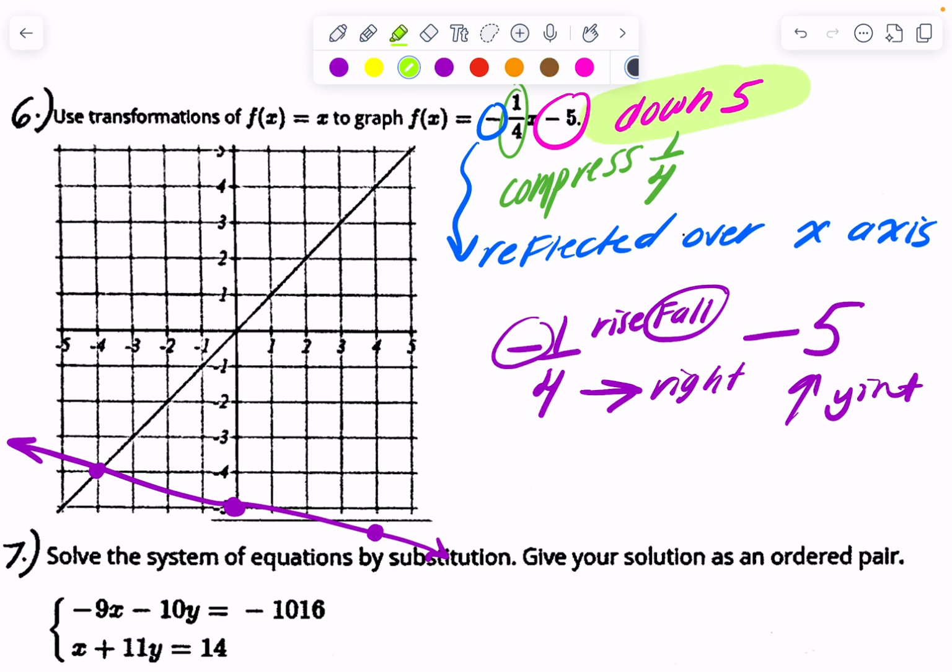But I did have to show you knowledge of transformations, which I did. I stated my shift up and down, which are added on the outside. The sign stays the same. Stretch and compressions are multiplied in front. And then the negative in front is a reflection over the x-axis.